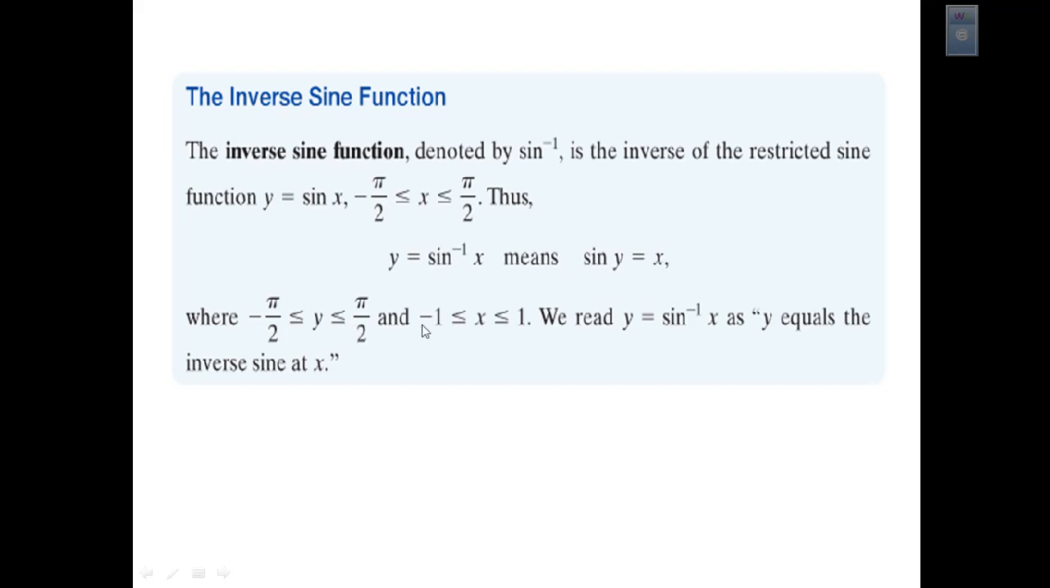And x has to be between negative 1 and 1, because if we take the sine of any number whatsoever, we're going to get a value of sine between negative 1 and 1. Remember, it never goes outside of that.